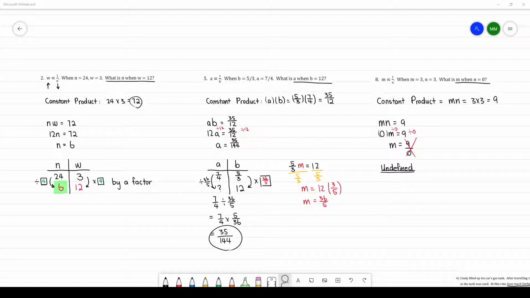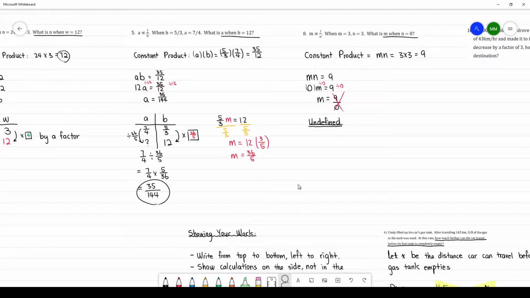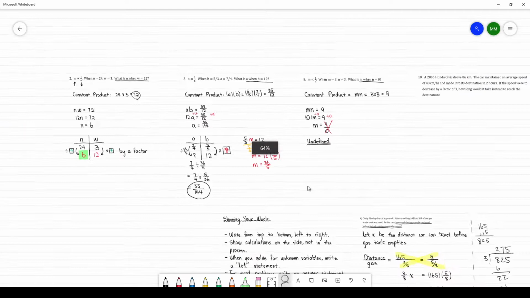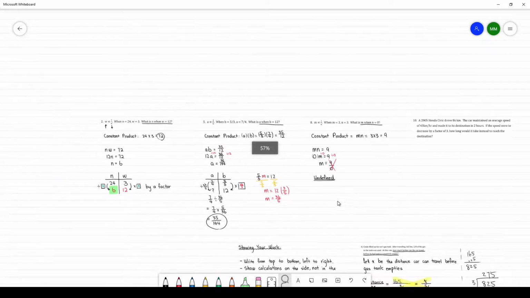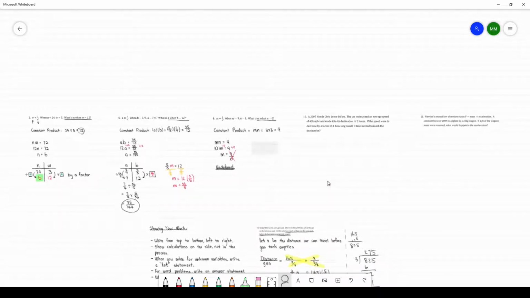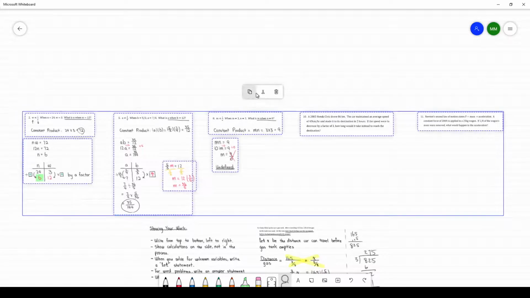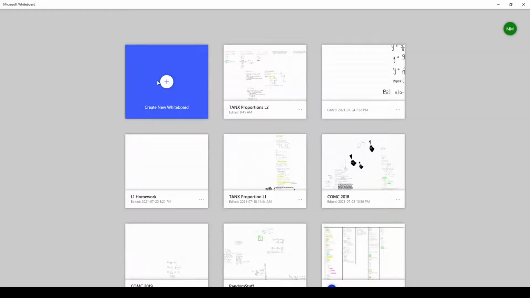So okay, I will go on to the word problems. Wait, what? Why is it here? Oh no, this was the whiteboard from last time. Forgot to use a new whiteboard. Sorry. I'll copy and paste everything onto a new whiteboard. Yeah, create new whiteboard. There we go.